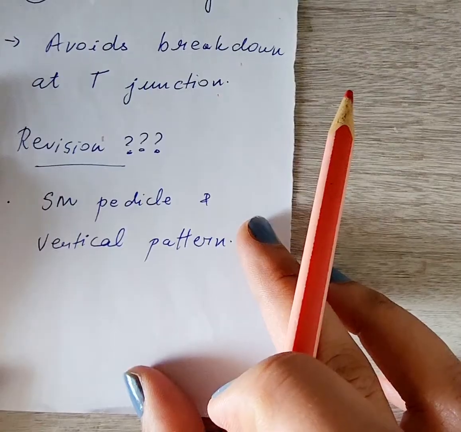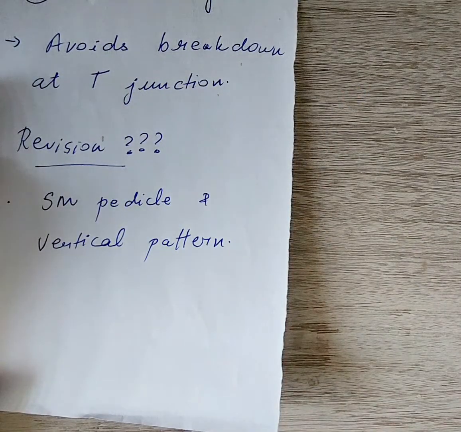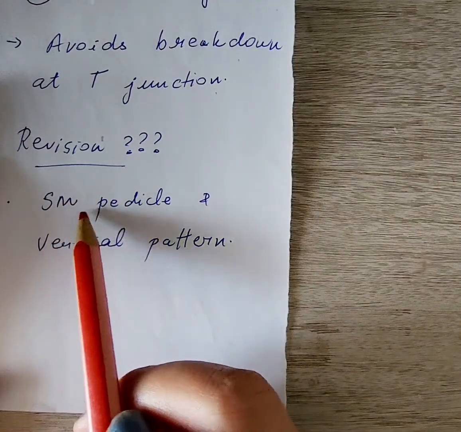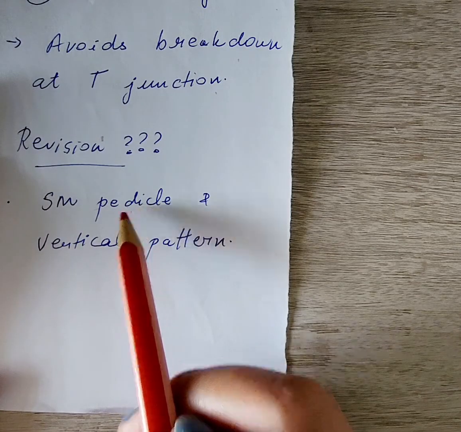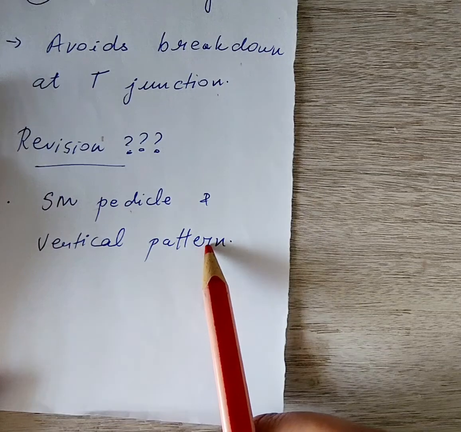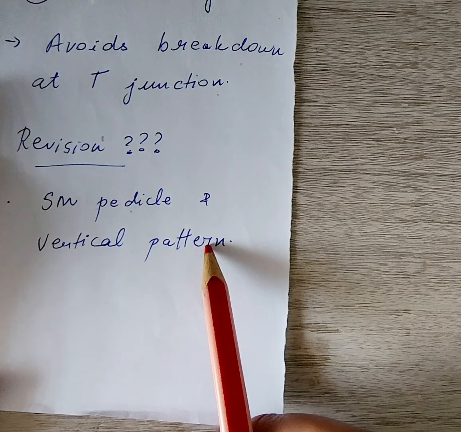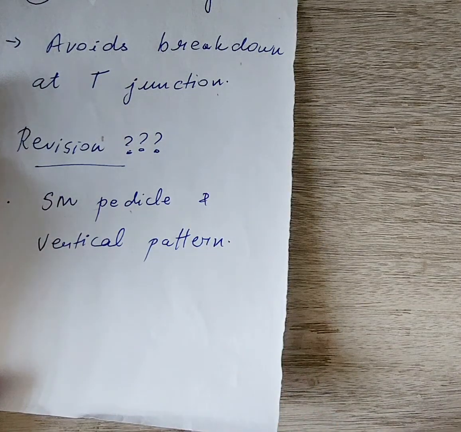What about revision? If you have a patient who has undergone a breast reduction previously and you have no idea what technique or what pedicle was used, you can still always safely go in for the superior medial pedicle, because it is always a robust pedicle, and you can always opt for a vertical pattern of closure irrespective of the previous technique that has been used.